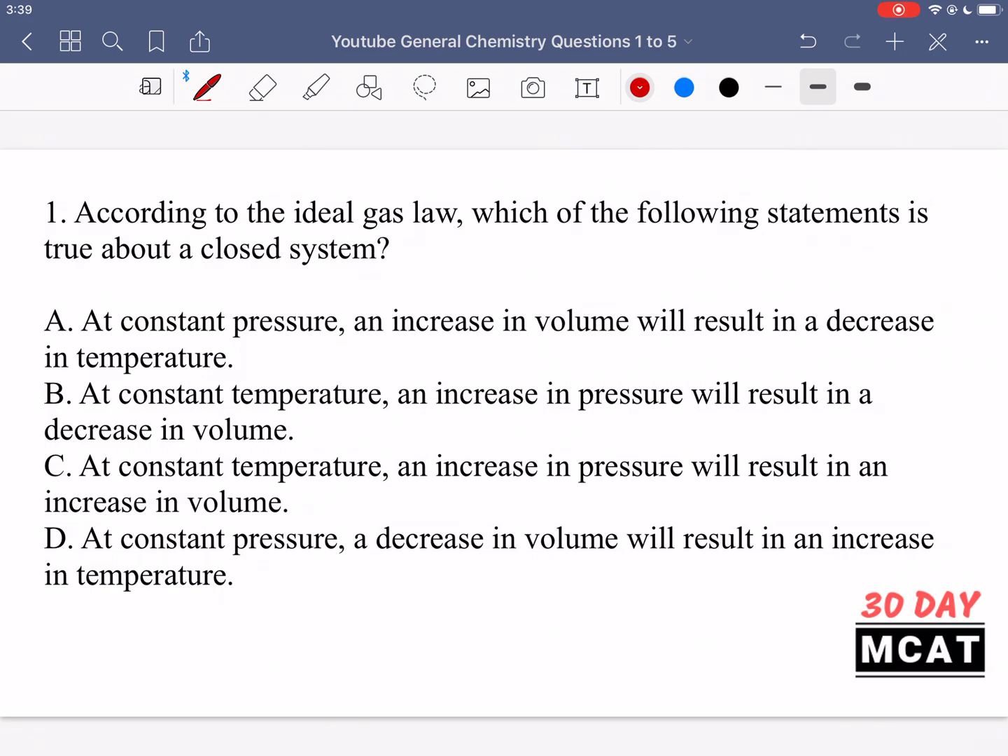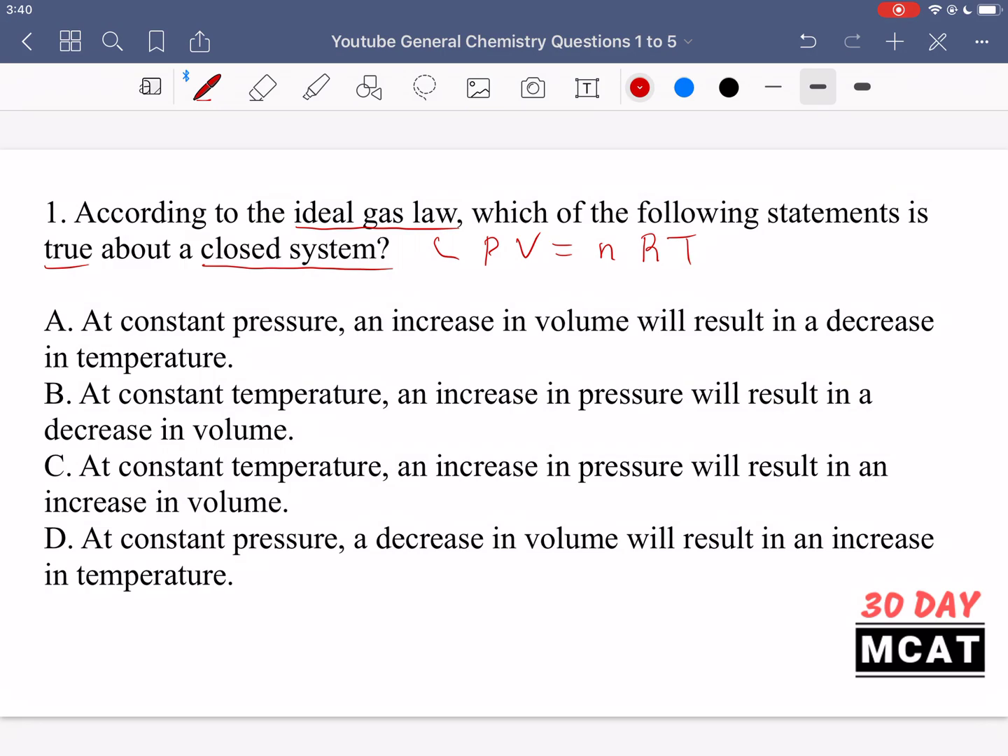So question 1 is saying, according to the ideal gas law, which of the following statements is true about a closed system? So we're talking about the ideal gas law. We want to know which statement is true, and we're talking about a closed system. So a closed system is one in which matter can't escape. Energy can, but matter cannot escape. So that means our n, or the amount of moles that we have of a substance, is going to be constant. And we're talking about the ideal gas law. So this is PV equals nRT. So you should definitely have that one memorized. And now let's go through the statements.